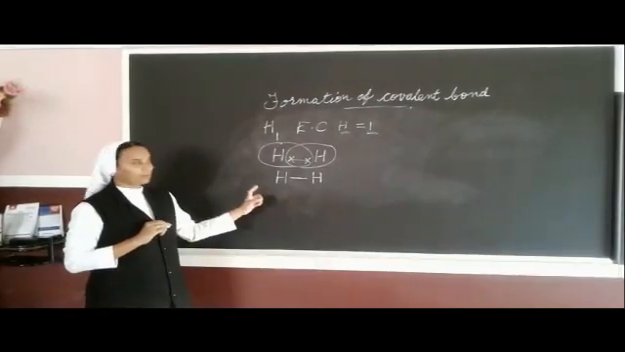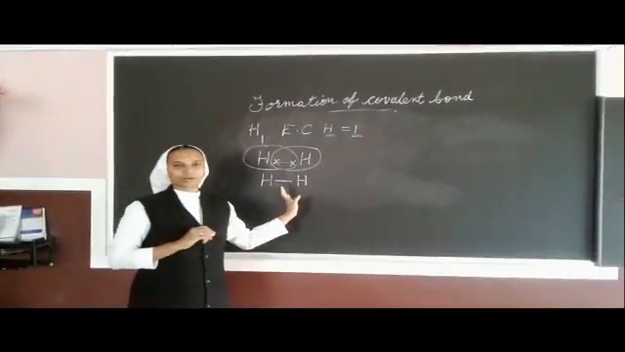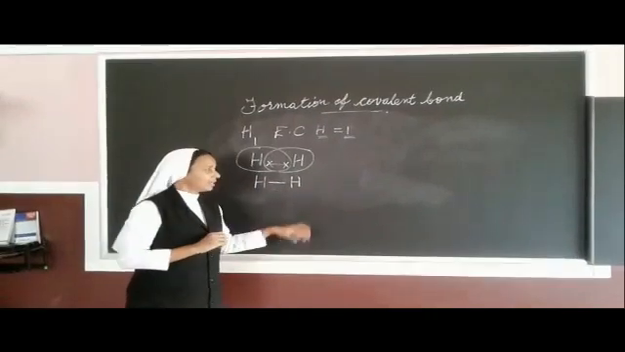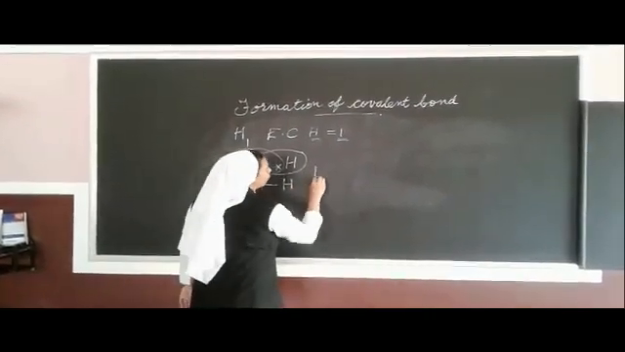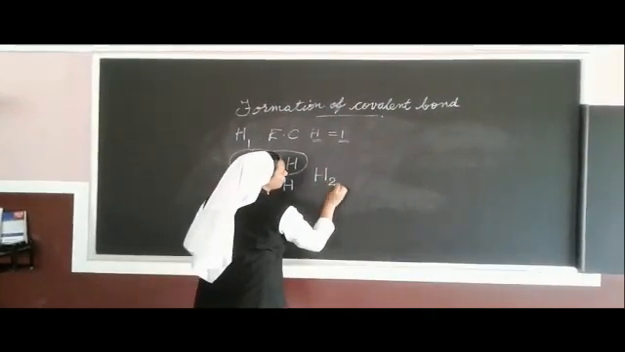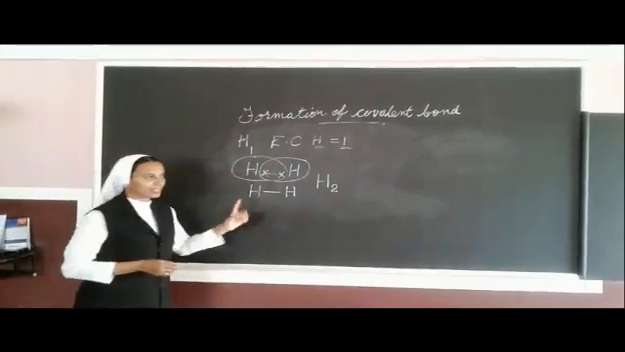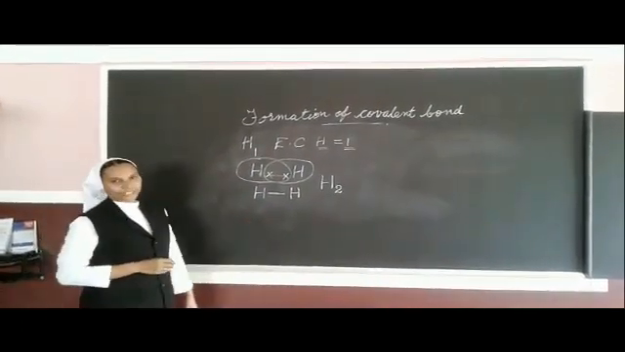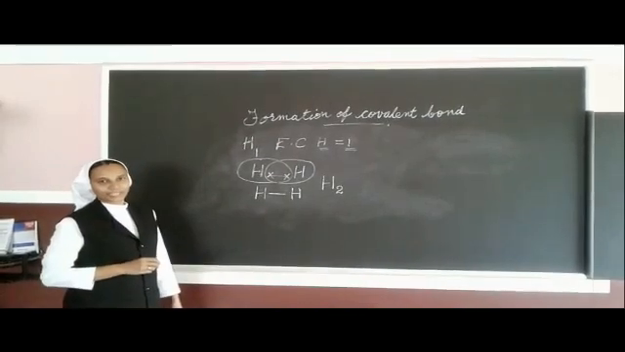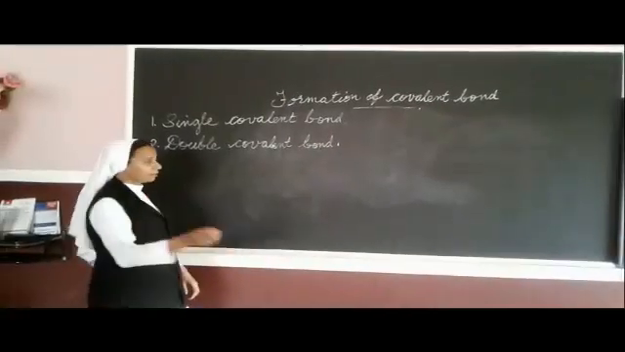Okay, did you understand how the single covalent bond is formed? This is the example. The molecular formula of this is H2 because two hydrogen atoms take place in this bond formation. Is it clear for you? Okay. Let's see one more example.